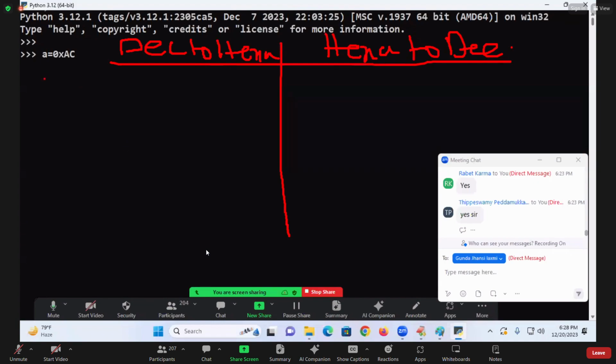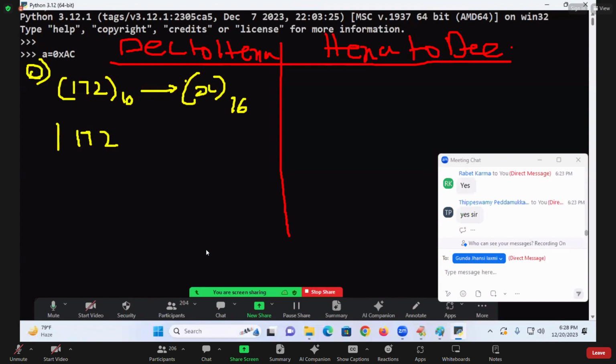What is this now? I want to ask a question. 172 of what? Base 10. Base 10 means what? Decimal. I need to find it in base 16. How do I do it now? 172 in base 16, what will I do now, students? 16 tens is how much? 160. What is the remainder? 12.